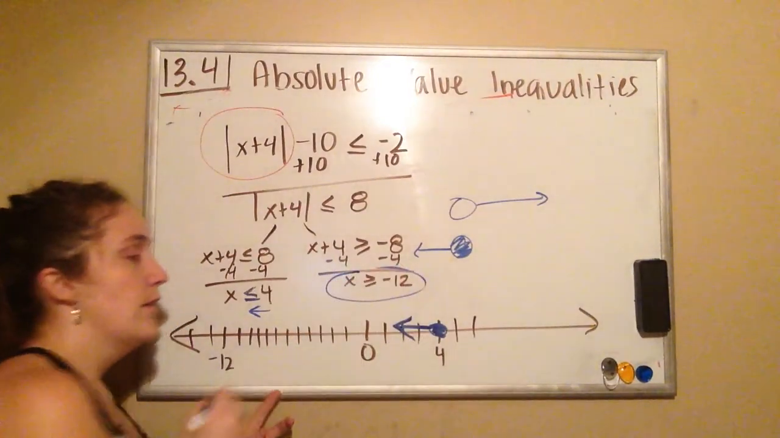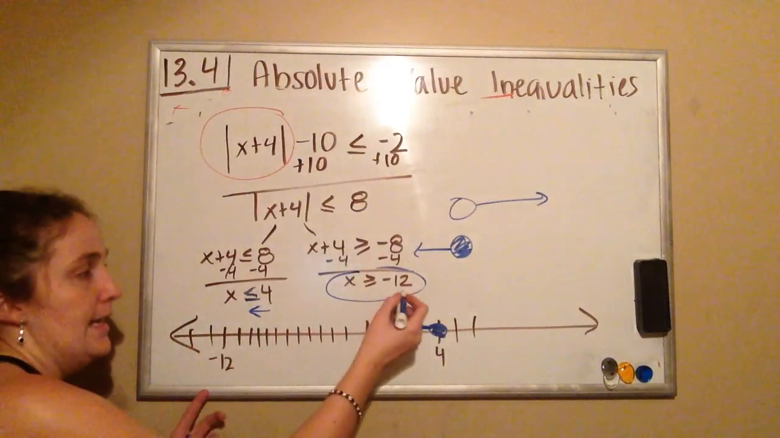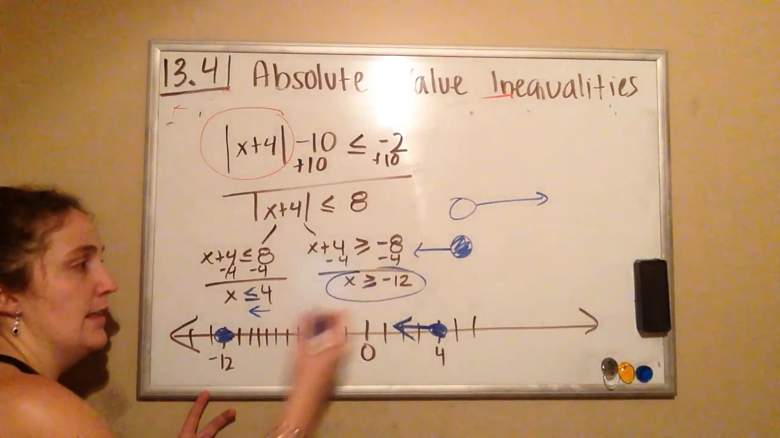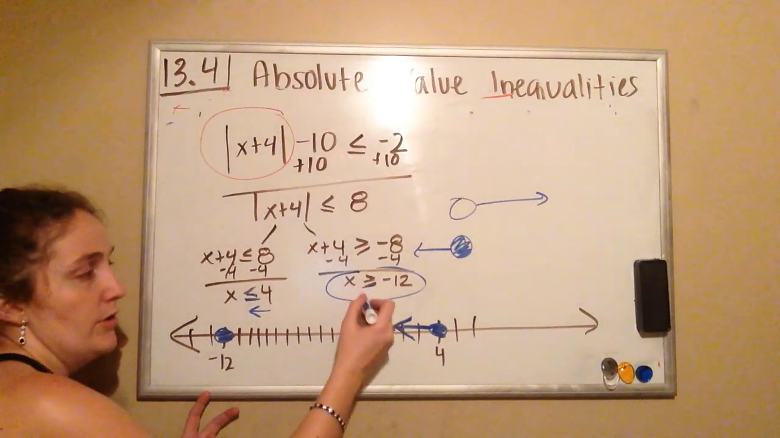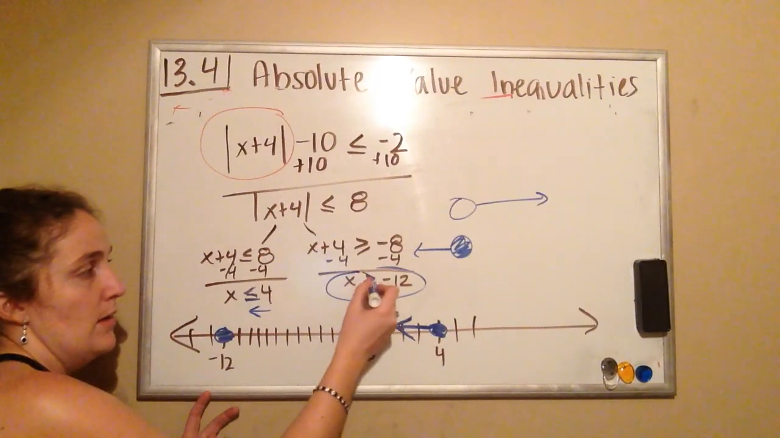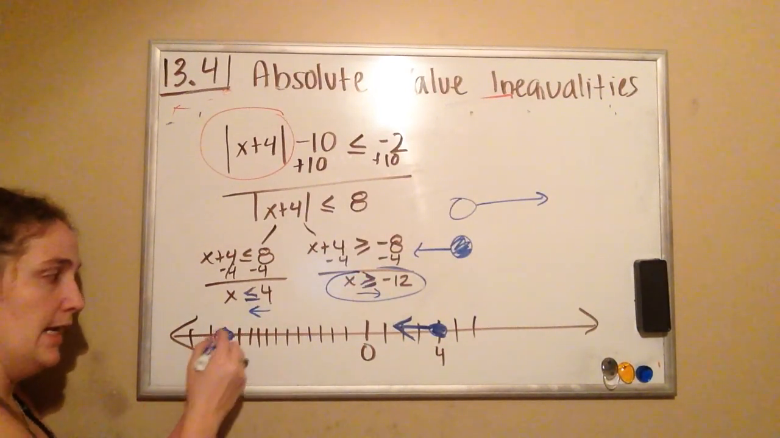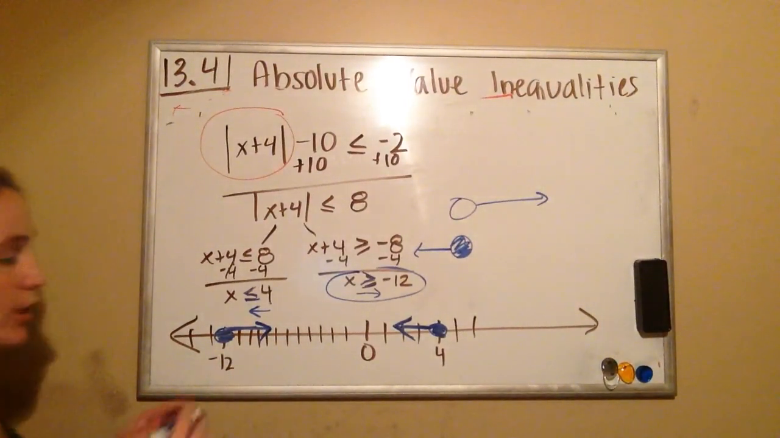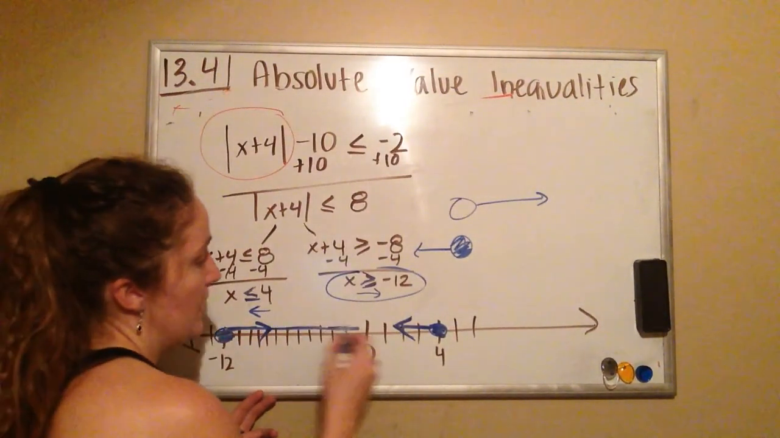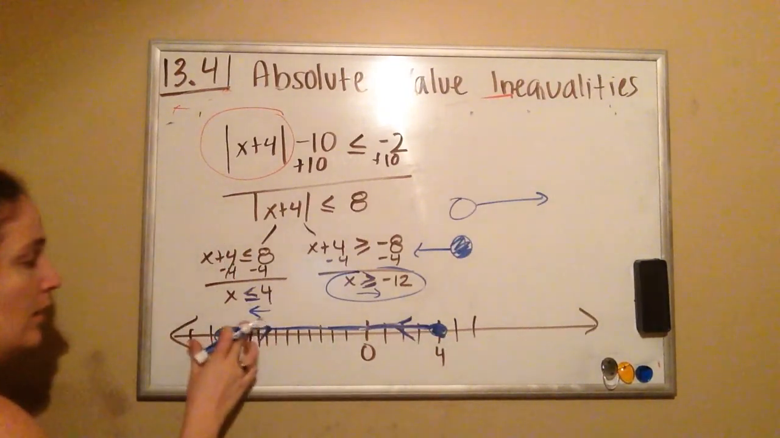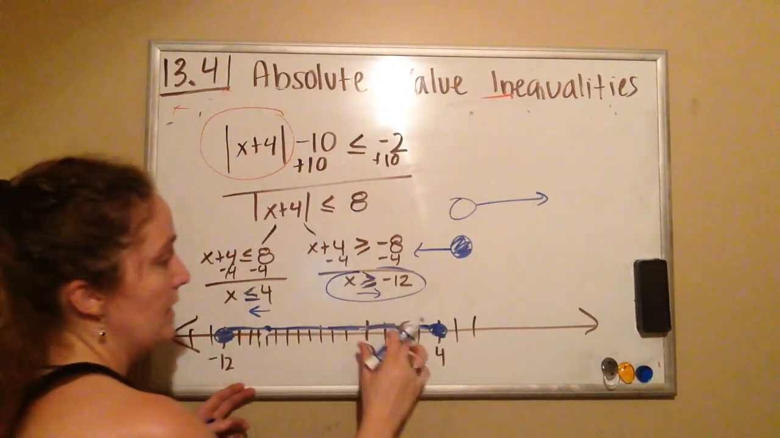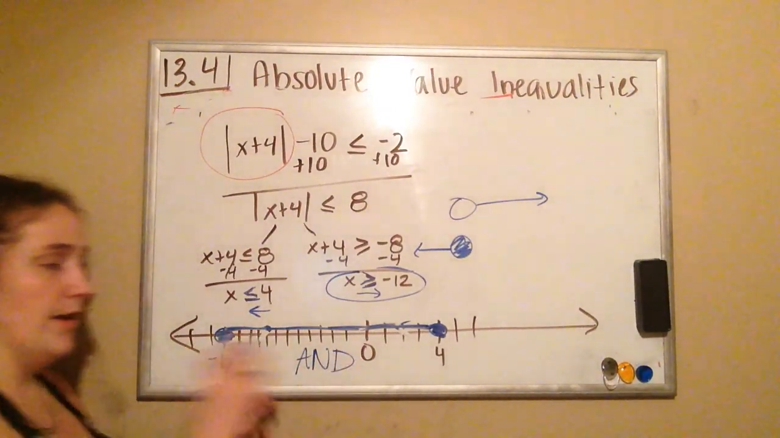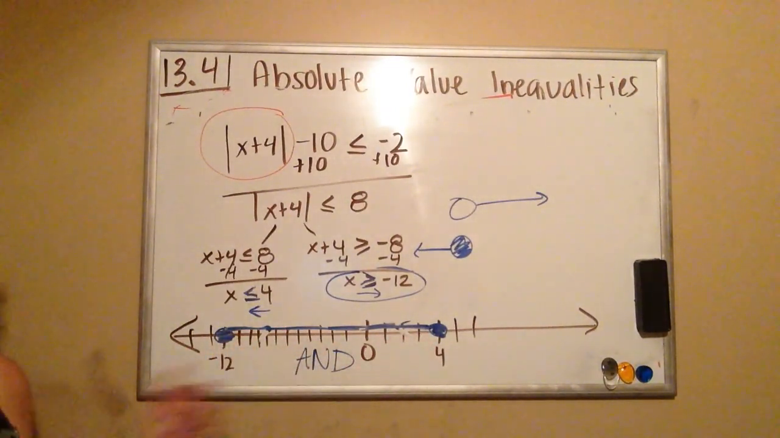So right here, this one, our endpoint's at negative 12 with a closed dot. Why closed? Because of that line. And if we use our trick, the arrow is pointing this way because of the shape of that sign. Notice that the arrows are pointing towards each other, so if we were to shade, it would be everything in between. So we don't really need the arrows because it's just everything in between the two endpoints. And this is what we call an AND graph, right? It's an AND in between.